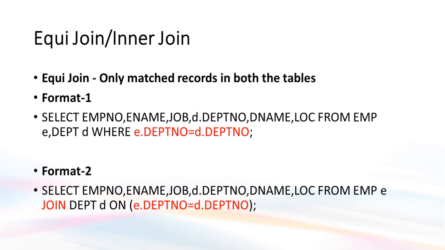But especially department number we should use an alias, because this column is available on both tables, employee as well as DEPT. So the condition will be E dot department number, that means employee table department number, equal to D dot department number, that is department table dot department number. So let us write this query and see.